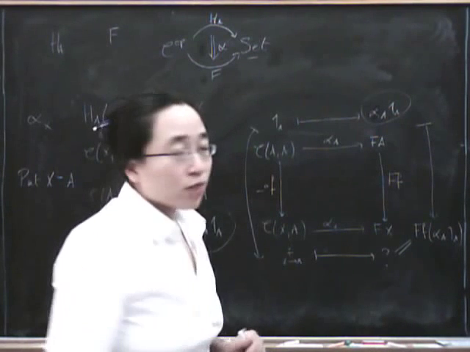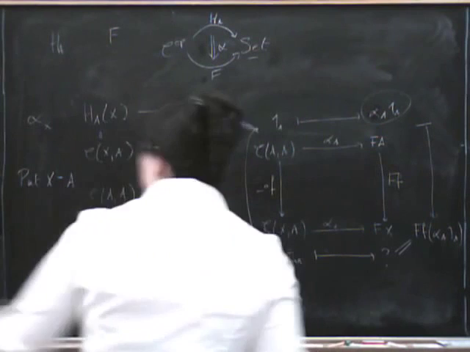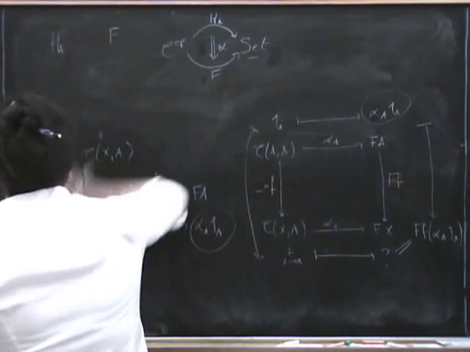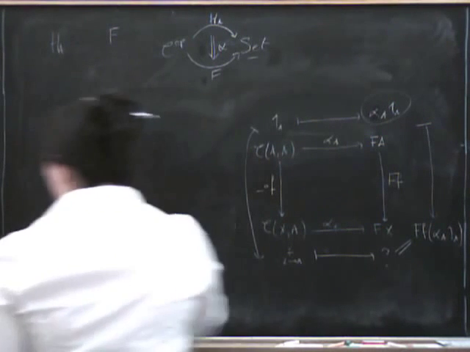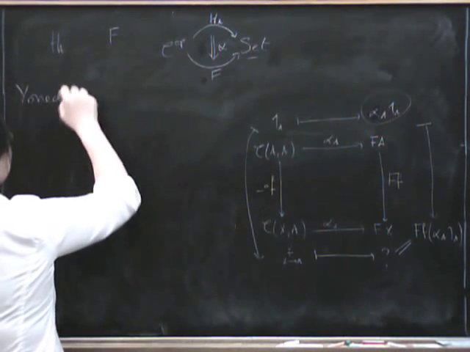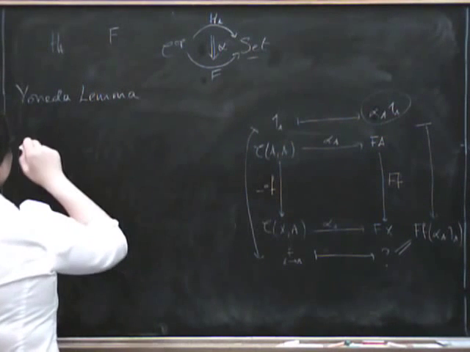Of course, one of the reasons it's not a proof is because I haven't actually stated what it is we're trying to prove yet. So why don't I do that now? I'll leave that up there for a second and write up what the Yoneda lemma is. The Yoneda lemma says that there's an isomorphism.